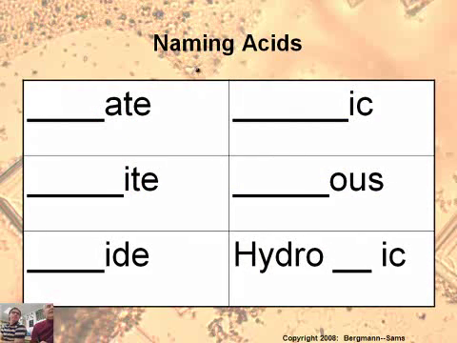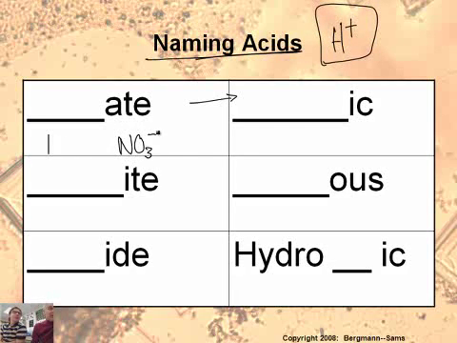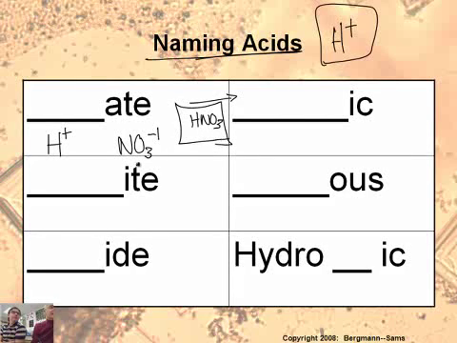How do we name acids? If something ends in -ate, then it becomes -ic. For example, the nitrate ion. Now actually, we should make an important point: acids always have the H positive hydrogen ion. So when you have the nitrate ion, which is NO3 negative 1, and you mix that with the hydrogen positive ion, that's HNO3. You've got to have that H in it or it's not an acid. So nitrate becomes nitric. Just a review.